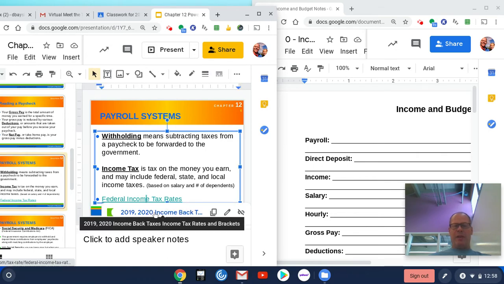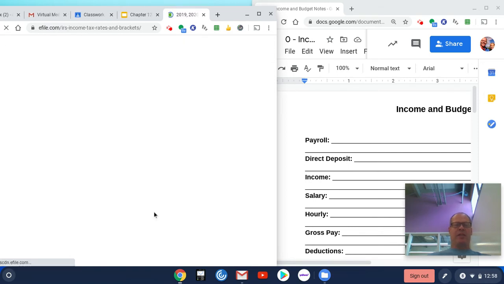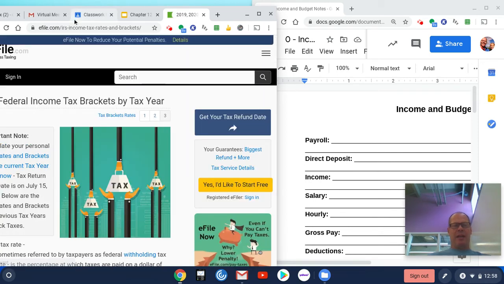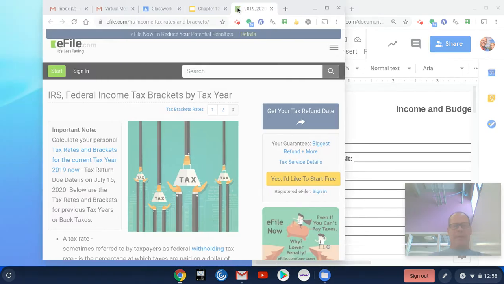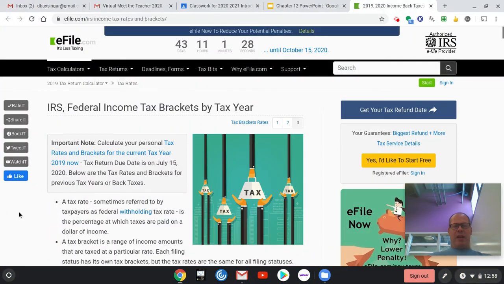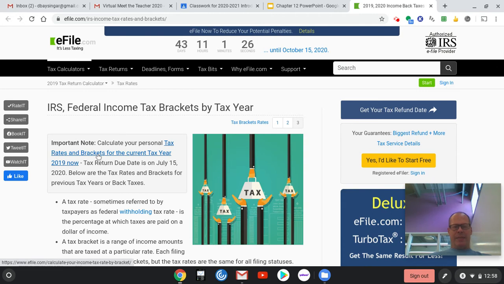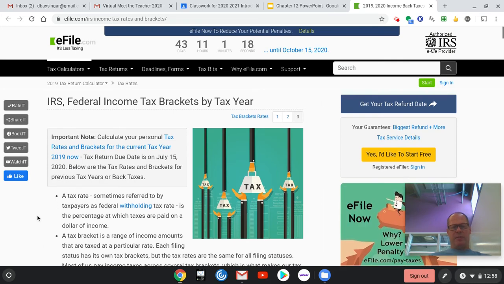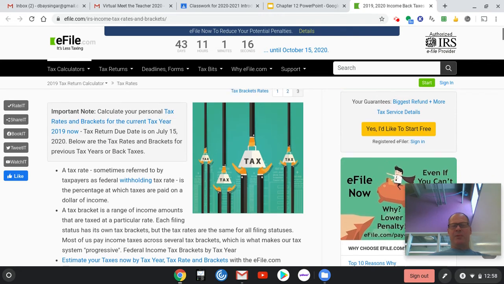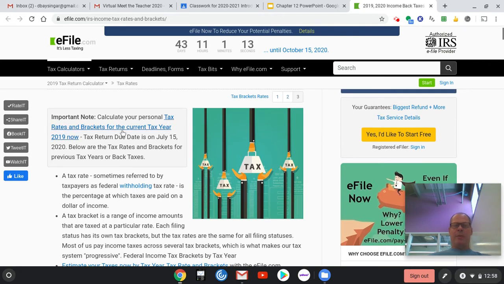The funny thing about federal income tax is they are graduated income tax. That means the more you make, the more that the government will take out as a percent from your paycheck. And if you ever want to look up the schedules, you can click on that link and get it here. And it kind of explains the rates and tax brackets for the year of 2019. Okay, a tax rate is a percentage. Okay, rate always means percentage in business or anything. It usually means percentage.